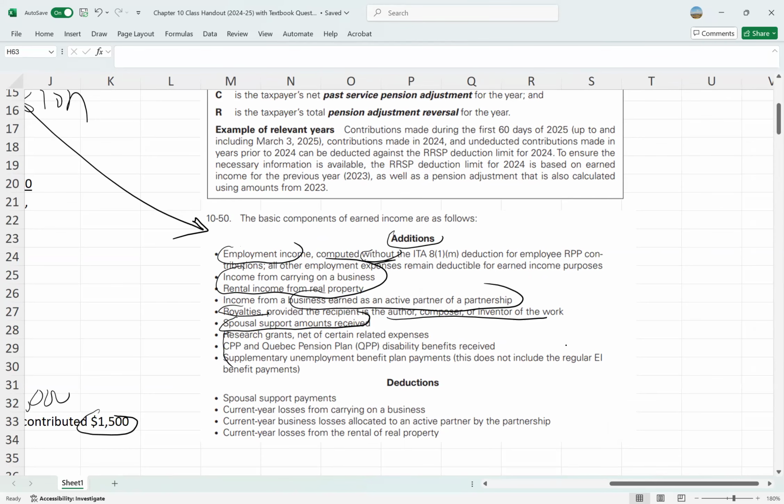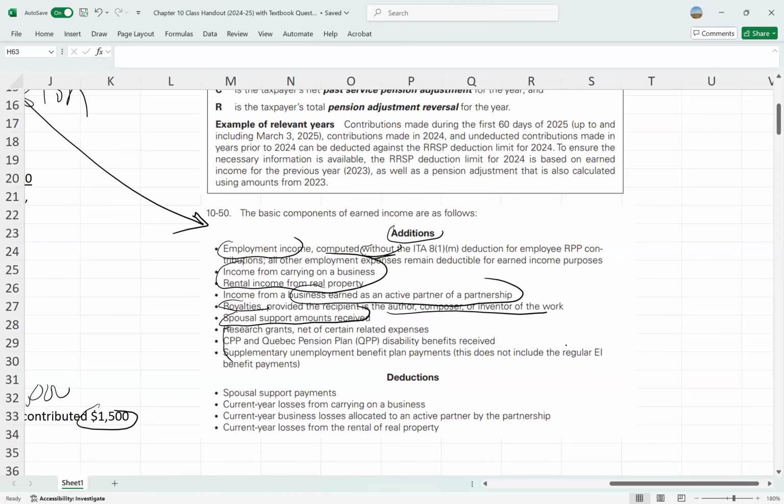But also with earned income, there's also amounts that you have to deduct. If you paid any spousal support, that would reduce your earned income. If you have any losses from businesses or losses from rental property, that would also reduce your earned income. So this is the definition for earned income that we use when we calculate that B item in that formula. But we always use last year's earned income to calculate this year's RRSP deduction.